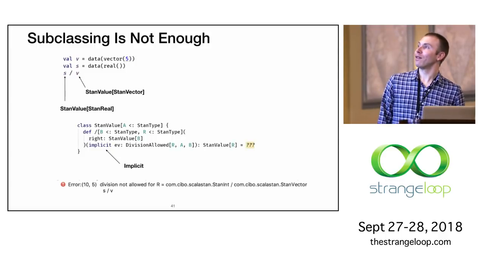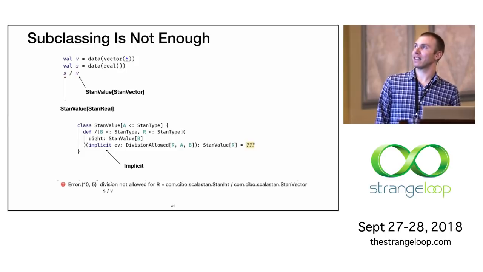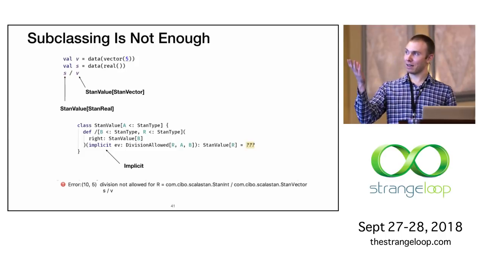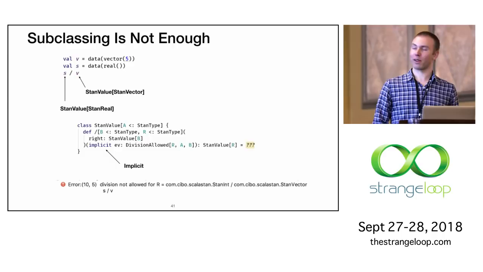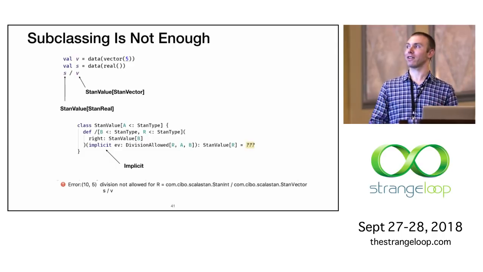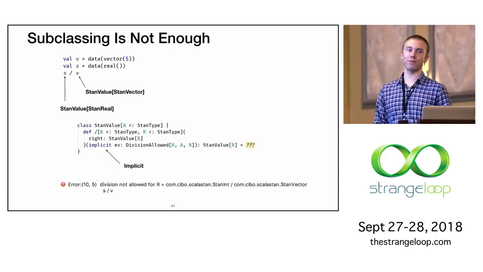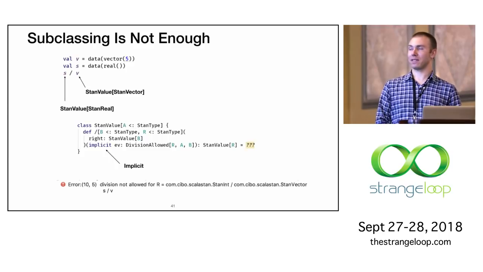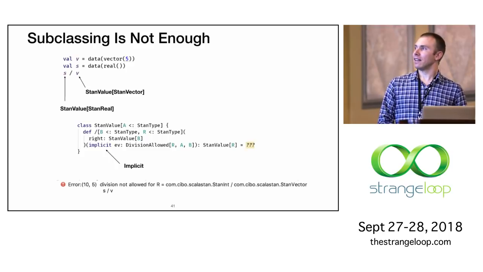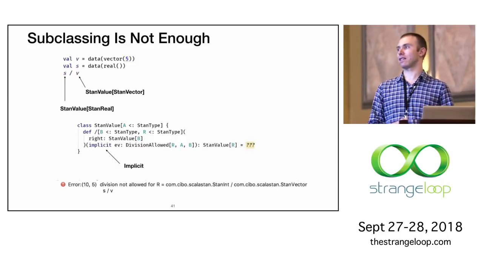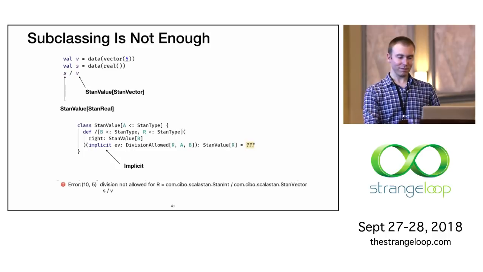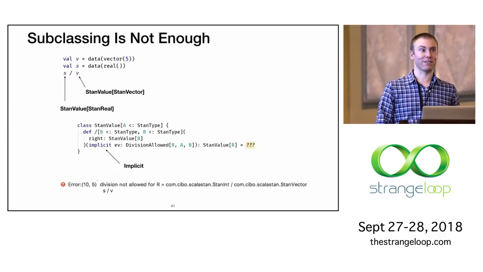Back to our example with the scalar divided by a vector, we just put this implicit on there. It's another argument list, and it's saying, hey compiler, give me an implicit that proves to me that I can do this. In this case, the compiler says that doesn't exist, you can't do that. So it says division is not allowed. You can't divide an int by a vector.